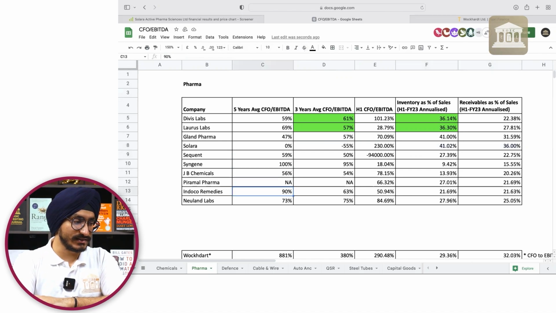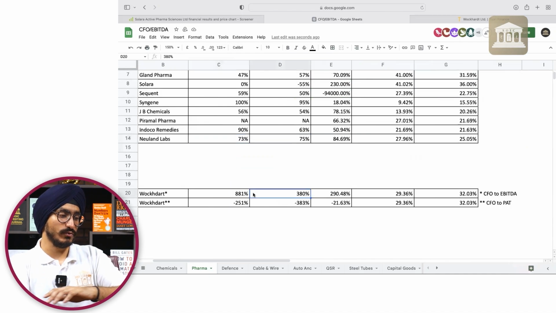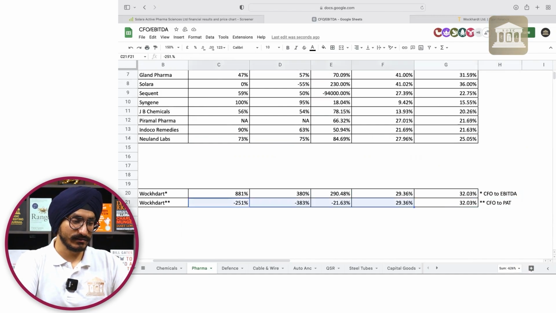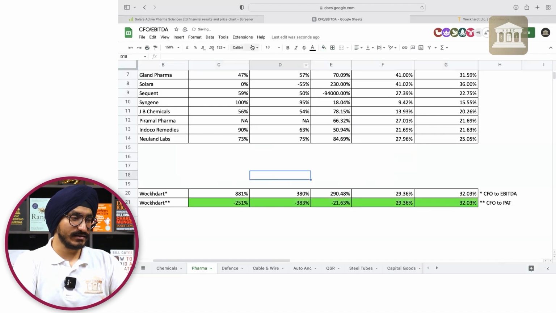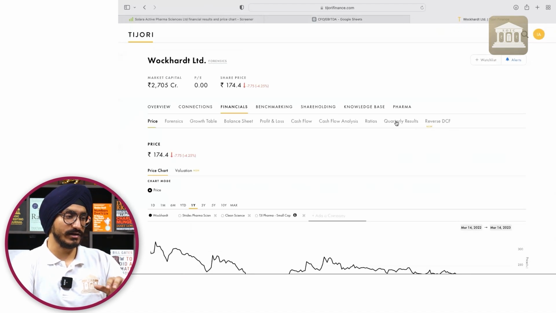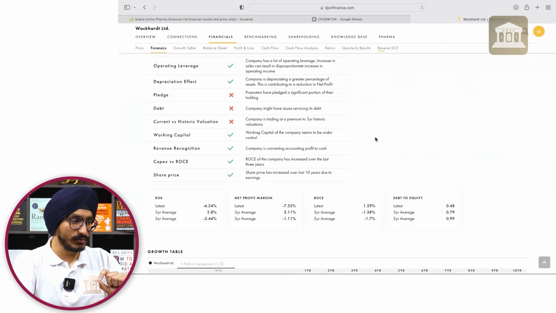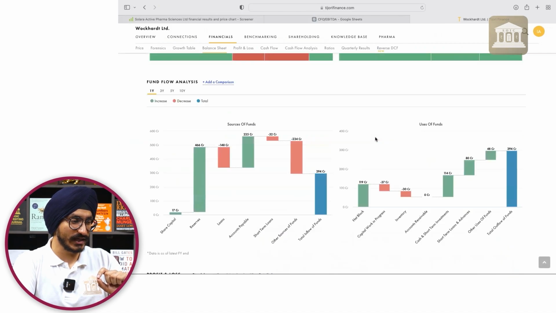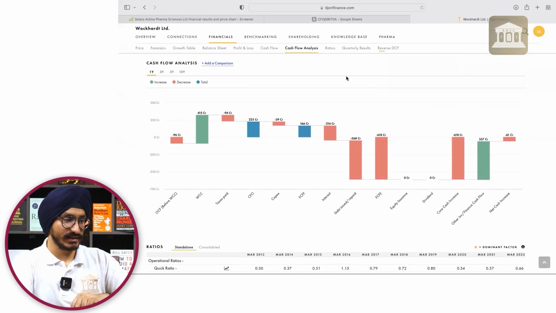Then if you look at an example over here, I'll give you one unique example, that of Wockhardt. If you look at Wockhardt, you'll see that CFO to EBITDA is high, but look at CFO to PAT, right? So this is where CFO to PAT can help you. Because in a scenario like Wockhardt, I've opened Tijori Finance here in front of you. If you come to the cash flow statement, you will find something really interesting.